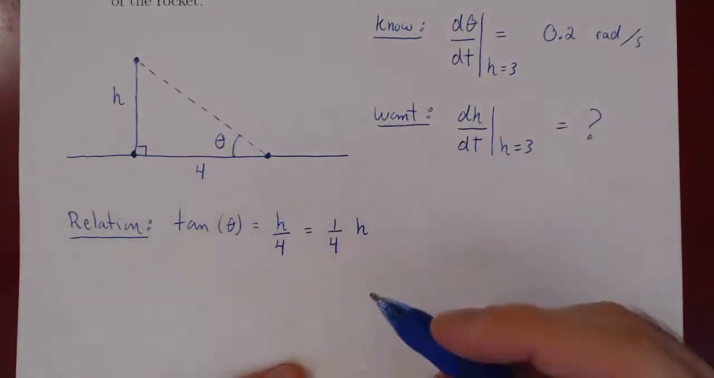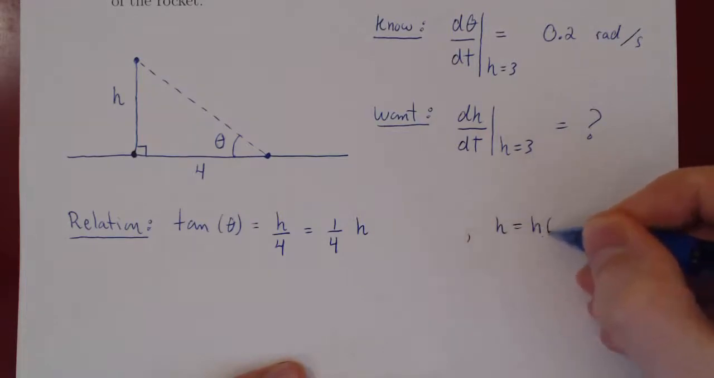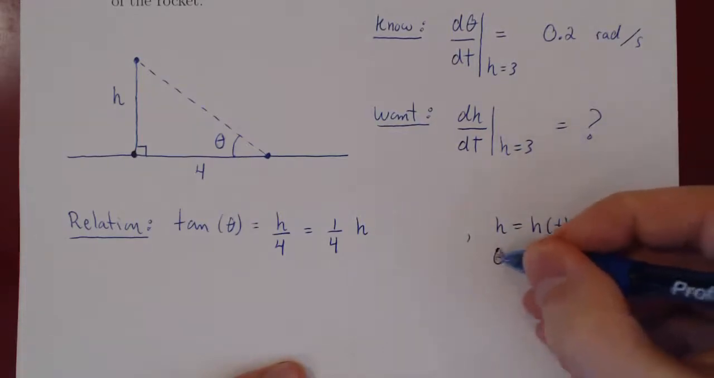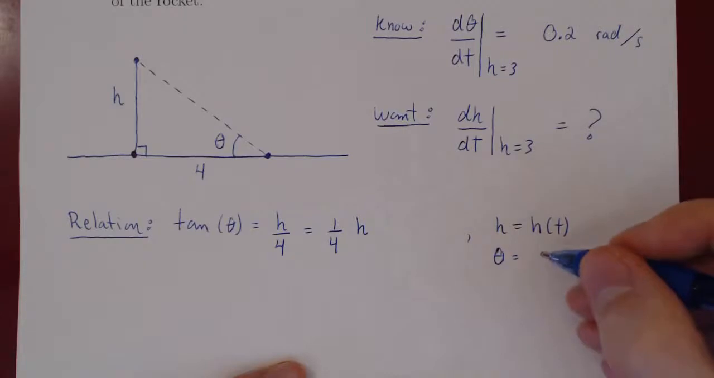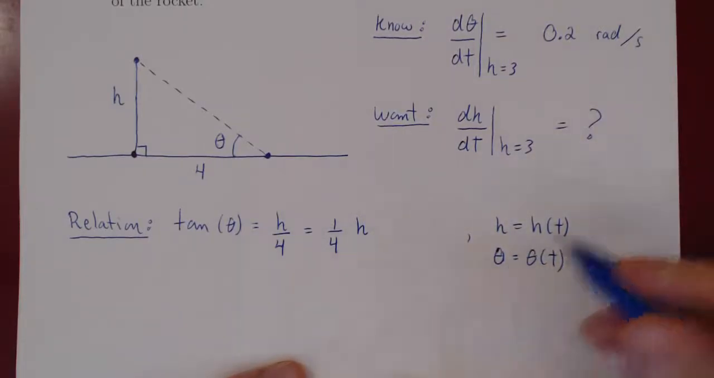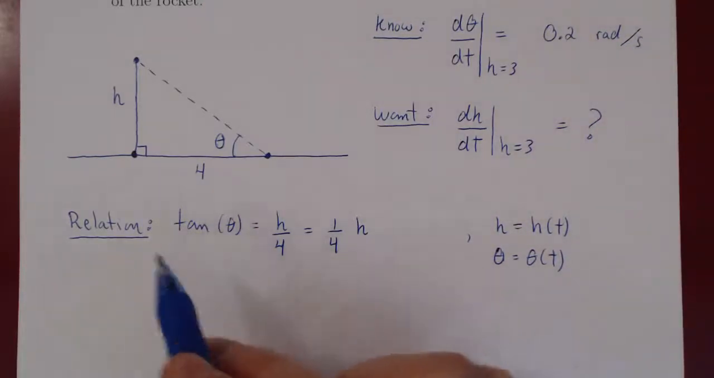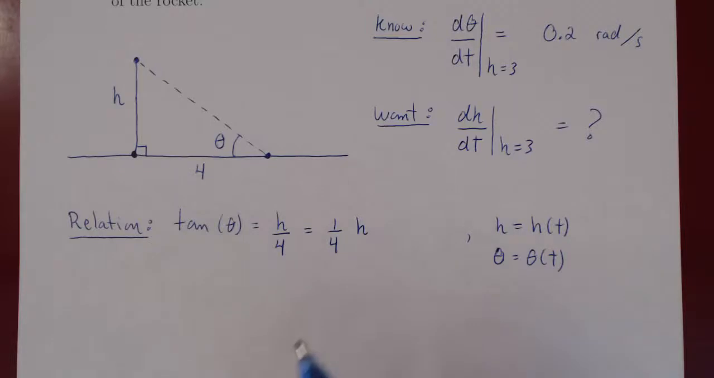Now we have a relation, and keep in mind that as time changes, h changes, so h is a function of t, and as time changes, the angle changes, so theta is also a function of t, where t again is in seconds. Both sides now, tan of theta is a function of t, 1/4 h is a function of t, so we can differentiate both sides with respect to t.